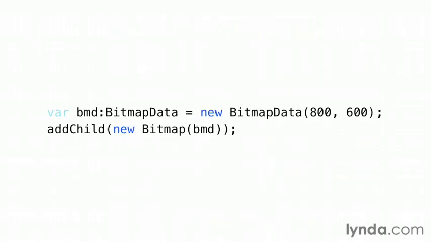So here's some ActionScript 3 code for how we would create our bitmap data object. We would first create an instance of bitmap data, create it 800 by 600, and then we would need to attach that to a bitmap object in order to put it onto the display list. And we essentially want to add that bitmap to the display list, which we use the addChild method for.